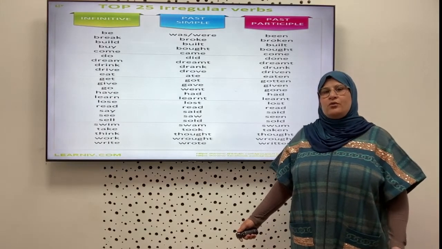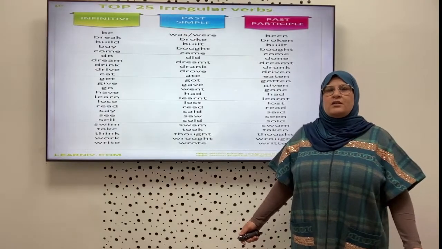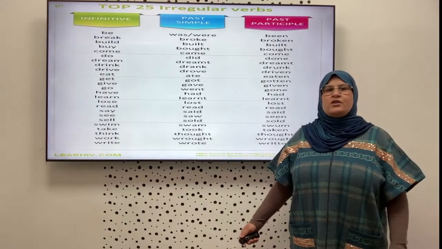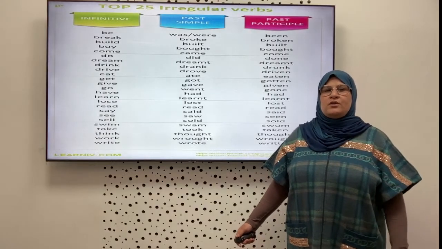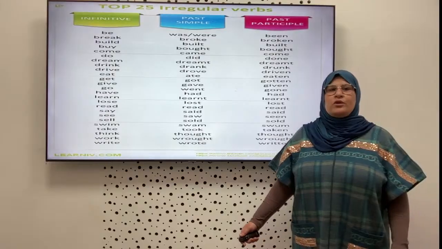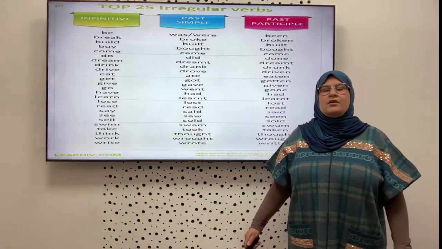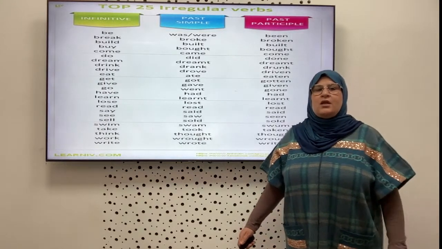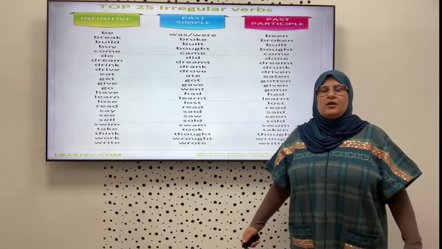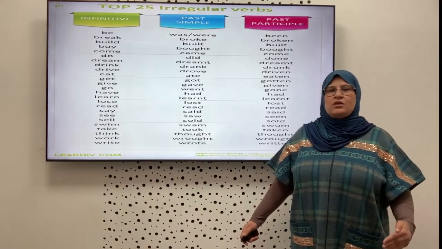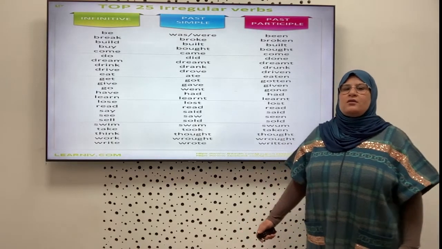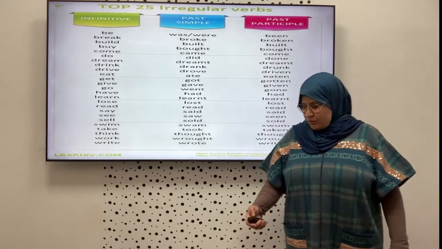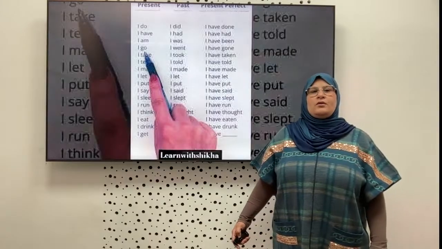The past participle of the verb to be is been, break is broken, build is built, buy is bought, come is come, dream is dreamt, drink is drunk, drive is driven, eat is eaten, give is given, etc. Go is gone. So always try to take the list by heart because they are a main part of the present perfect simple. So let's go to the second step.